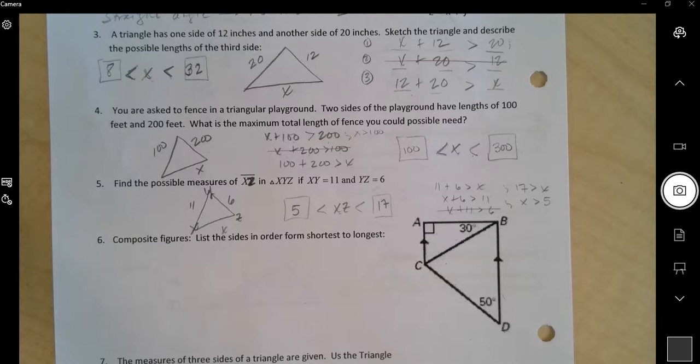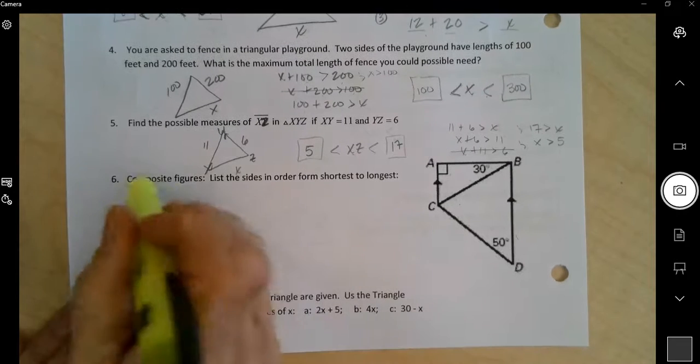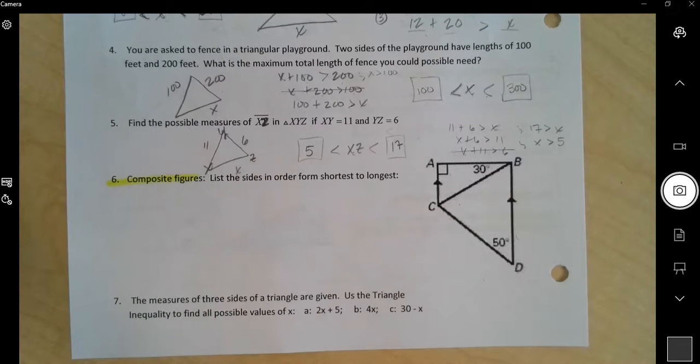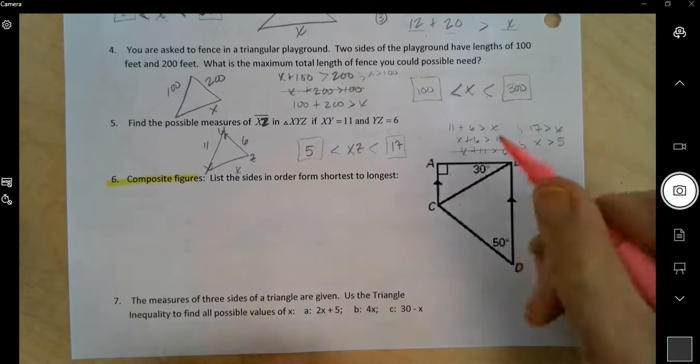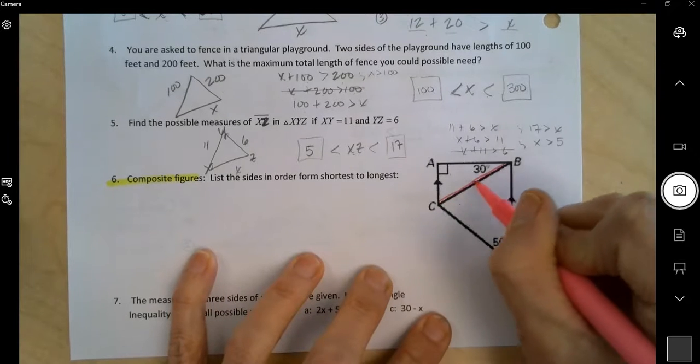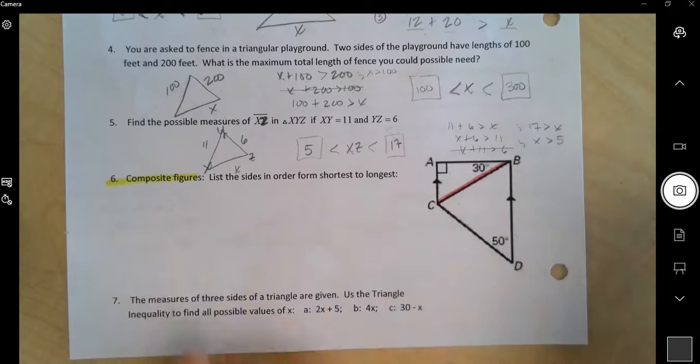All right, here's a vocabulary word for you, composite figures. Composite figures is when we put things together. And when we talk about listing the sides from longest to shortest, this side here, BC, is an interesting conversation because BC is repeated in both triangle ABC and triangle BCD. He happens to be the longest of one triangle and the shortest side of another triangle. So what we have to talk about is each of the two triangles separately.